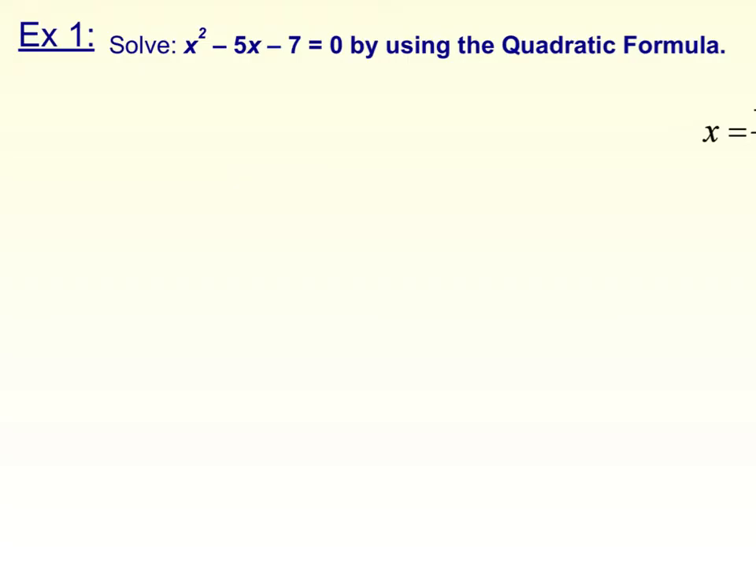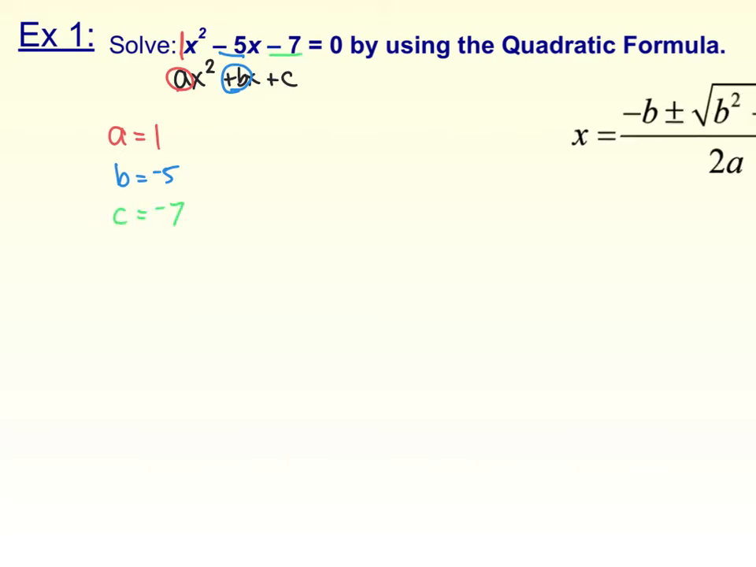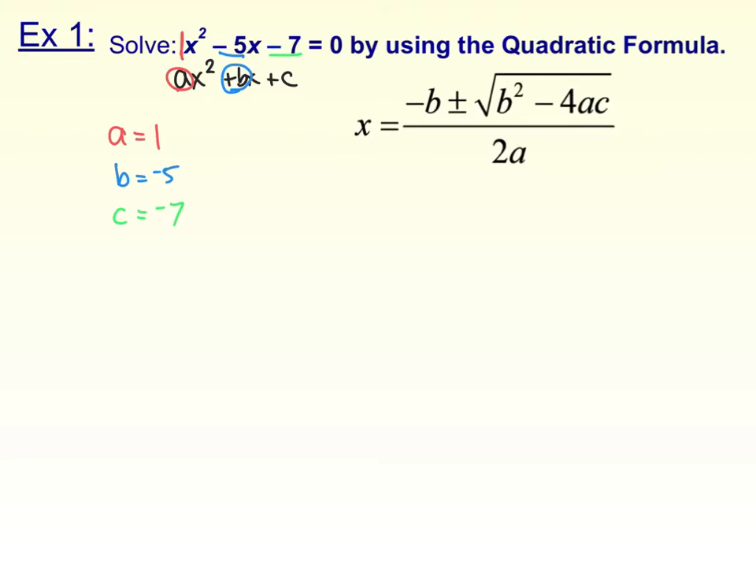All right, so based on this equation and thinking about ax squared plus bx plus c, in this case the a value is simply 1, so a is equal to 1. B right there would be negative 5, so b is negative 5. And c is negative 7. And again, we're using the quadratic formula. X is the opposite of b plus or minus the square root of b squared minus 4ac all over 2a.